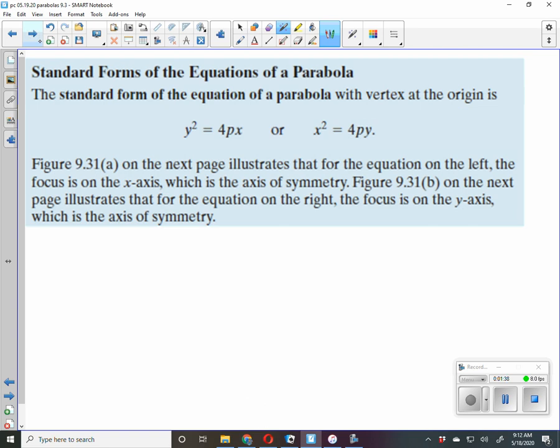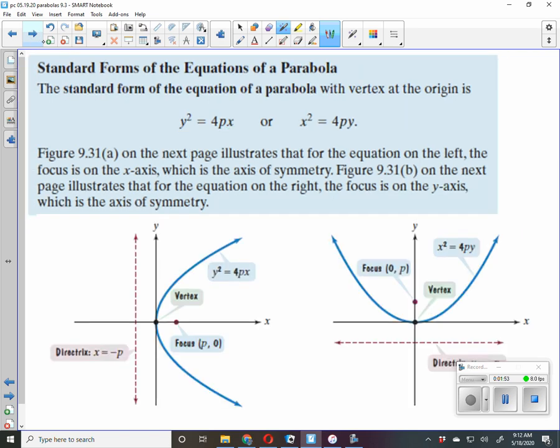Standard form of the equation shows up as y equals 4px and x squared equals 4py. We know this is going to be a vertical parabola, and this is going to be a horizontal parabola. Here's more information about this stuff, another look at it if you want to take a closer look at the directrix. The distance from the vertex to the focus is going to be the same as the distance from the vertex to the directrix. Same distance.